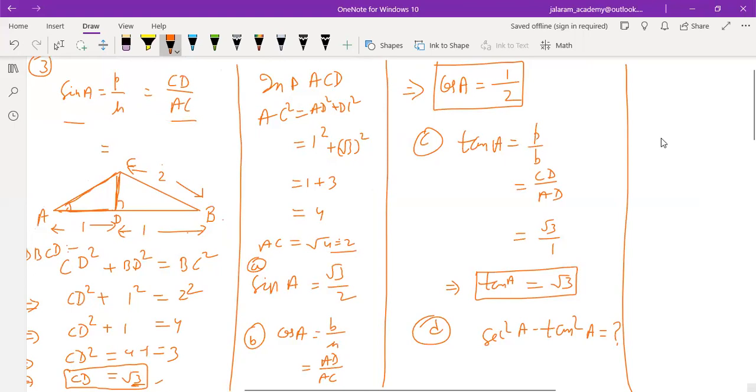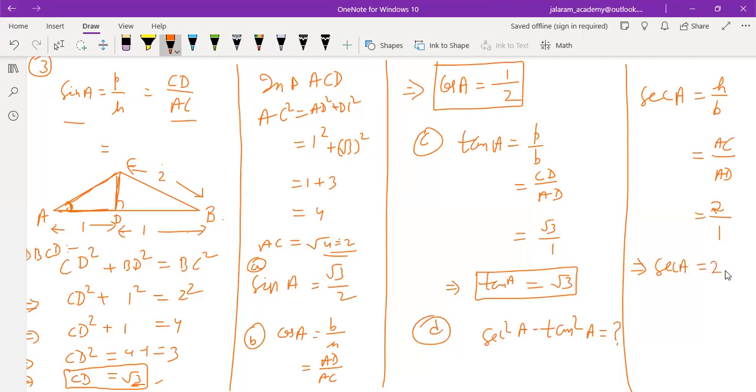In this part, first we have to find sec A. Sec A is the reciprocal of cos A. Cos A we know is base upon hypotenuse. So sec A is hypotenuse upon base. Now, in the triangle which contains A, hypotenuse is AC and base is AD. So write the original names also. Length of AC we have calculated as 2 and length of AD is given as 1. Means sec A equals 2.